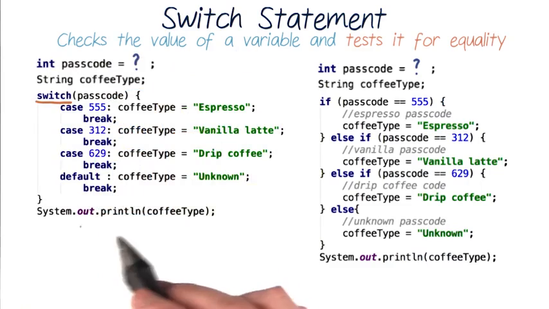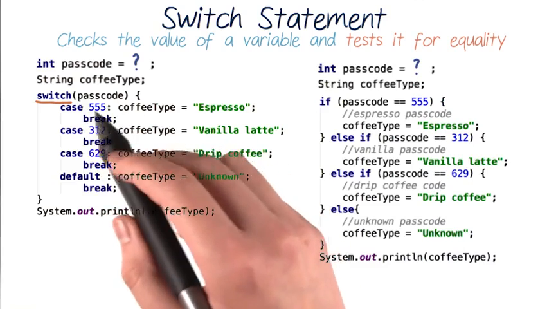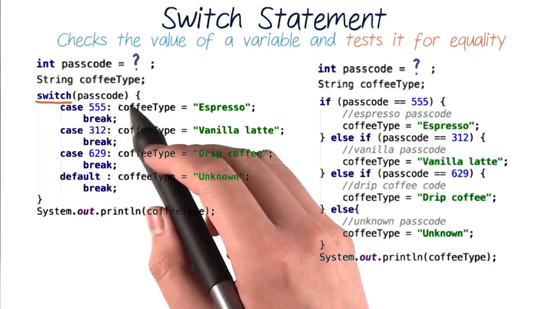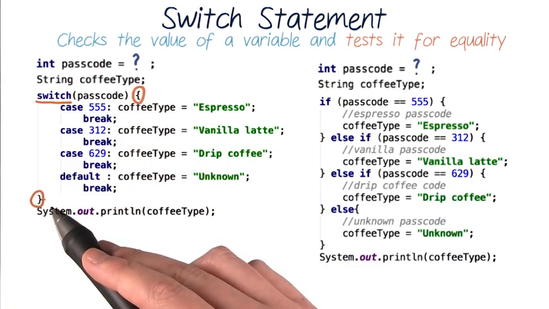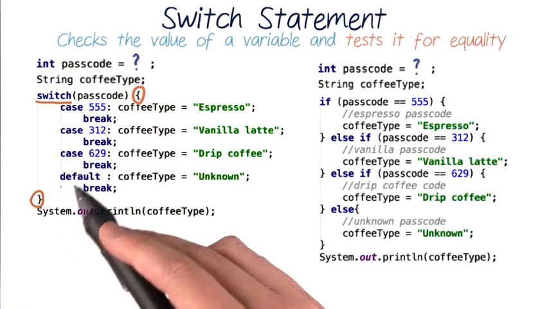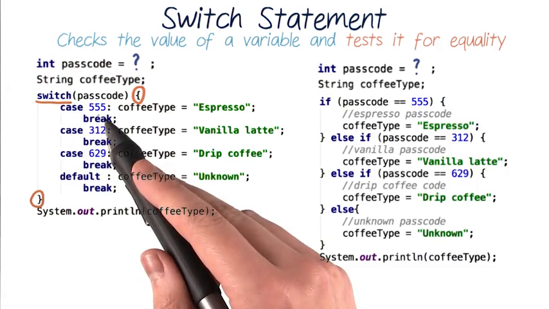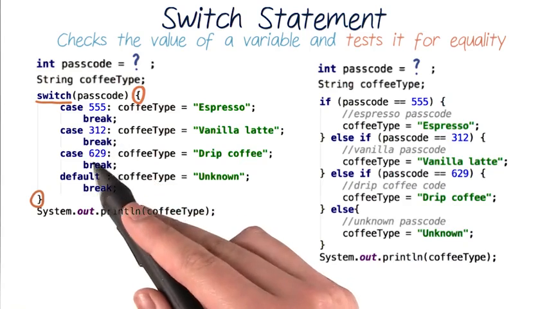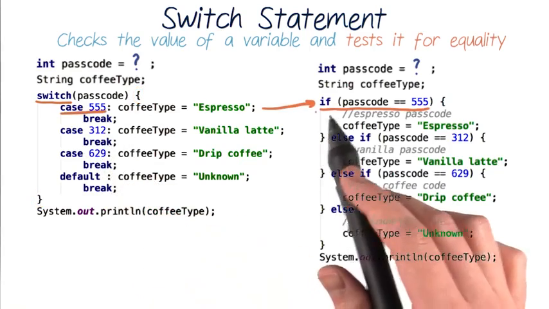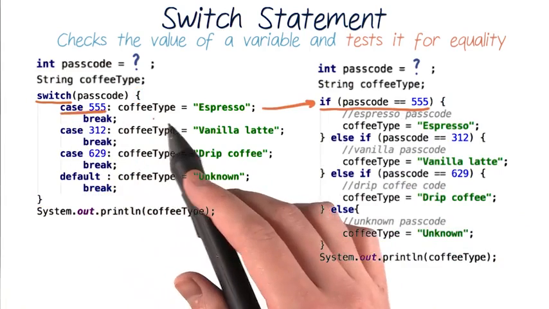In Java, this switch statement looks like this. It says switch followed by the variable it wants to check for equality surrounded by parentheses. Then it has curly braces that will contain all of our equality checks. And our equality checks are just these specific cases, which here are the specific 3-digit passcodes that our program knows, 555, 312, and 629. Our first if statement here will execute the same code as our case 555 here.